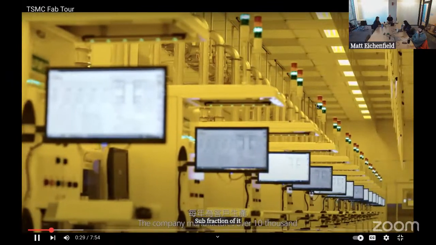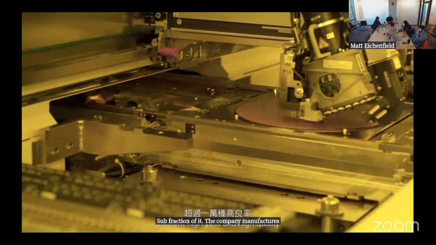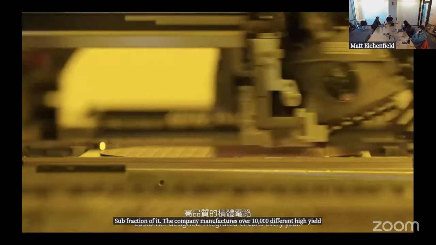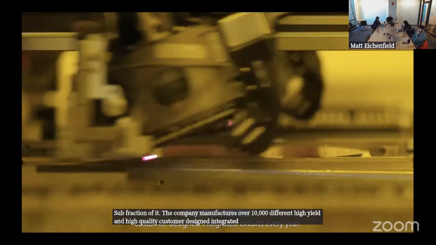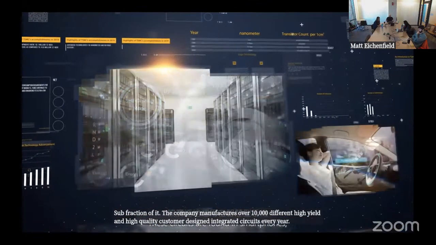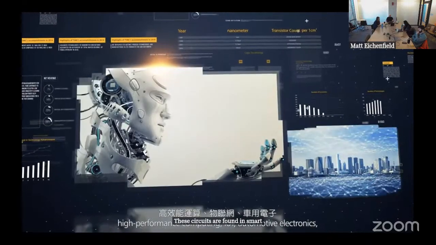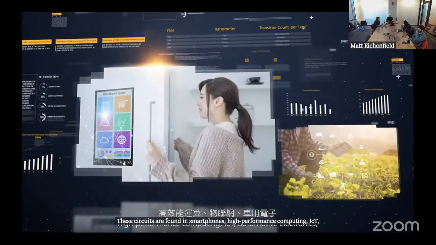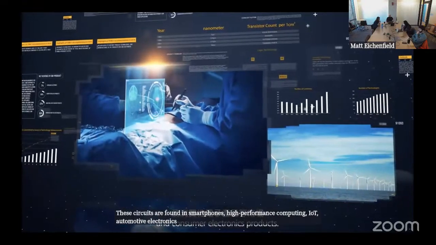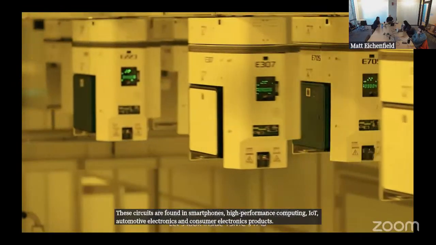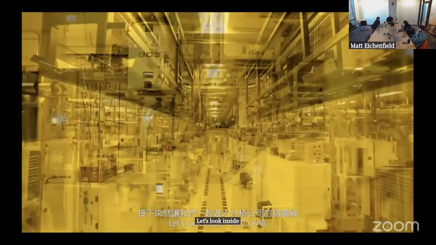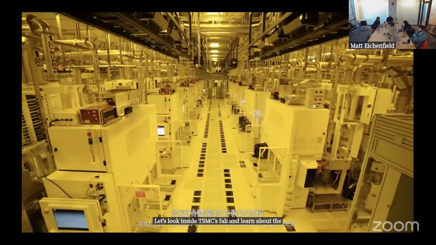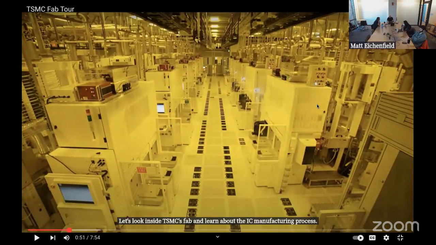The company manufactures over 10,000 different high-yield and high-quality customer-designed integrated circuits every year. These circuits are found in smartphones, high-performance computing, IoT, automotive electronics, and consumer electronics products. Let's look inside TSMC's fab and learn about the IC manufacturing process. IC means integrated circuit.